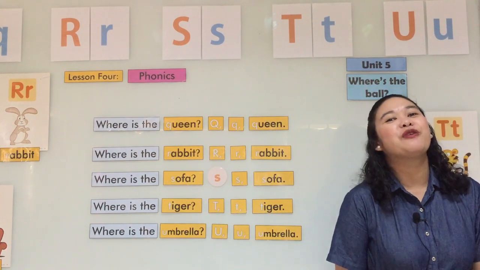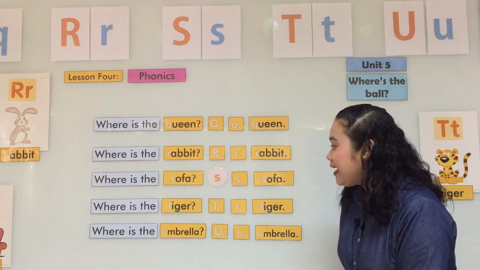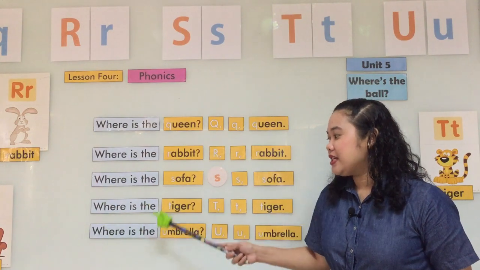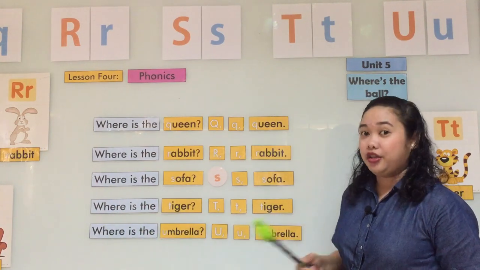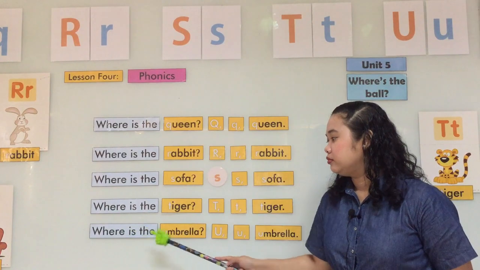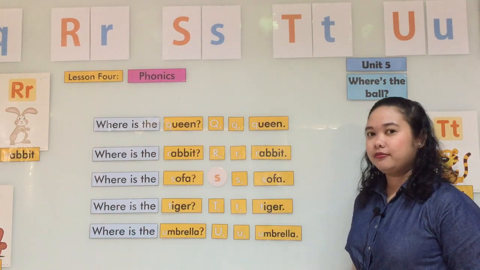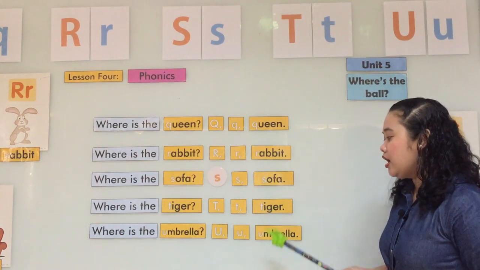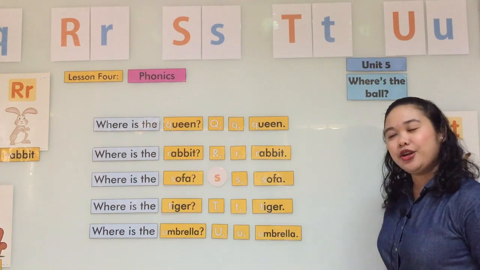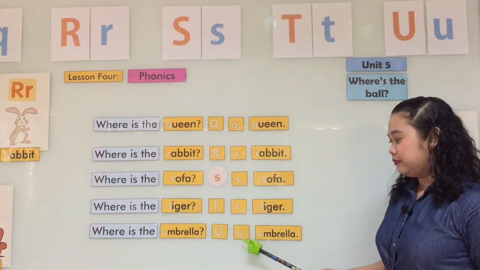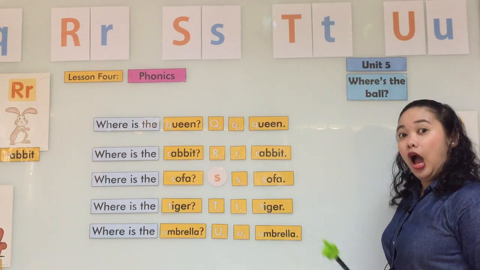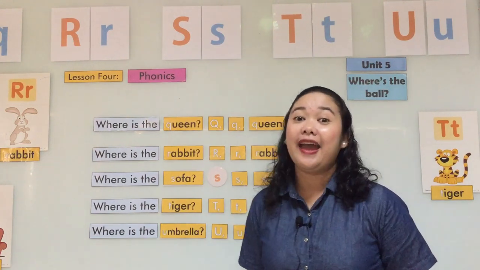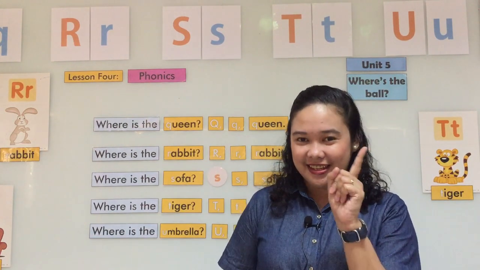Okay, good. Now we're down to our next line. Okay. Where is the umbrella? Your turn. Good. Say the sound and read the word. U, umbrella. Your turn. Okay, good. So I guess you are ready to listen and chant. Let's listen to this.